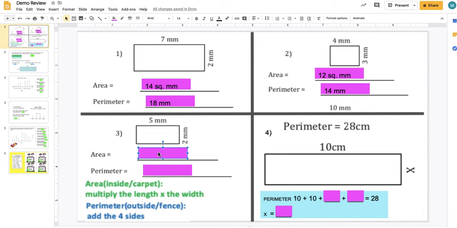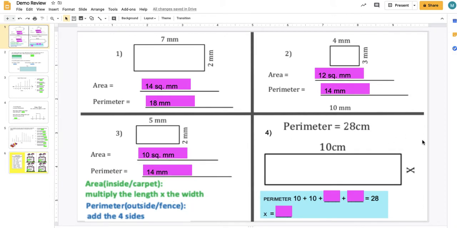Number 3, again, area, length times the width. 5 times 2 would be 10 square millimeters, or millimeters squared. And then the perimeter again, I'm adding all 4 of the sides. 5 and 5 would give me 10. 2 and 2 would give me 4. 10 plus 4 would give me 14 millimeters.